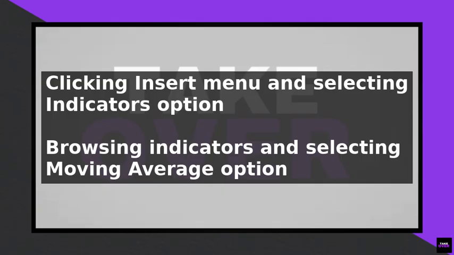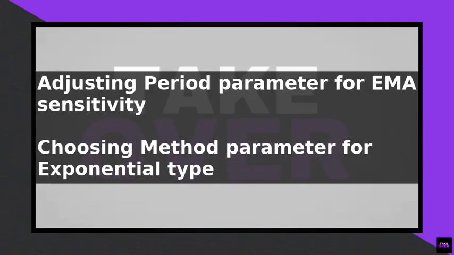In the Moving Average Properties window, you will see several parameters that you can adjust to customize the EMA. The period parameter determines the number of bars used to calculate the EMA. A shorter period will make the EMA more sensitive to price movements, while a longer period will make it less sensitive. The method parameter allows you to choose between different types of moving averages, including simple, exponential, smoothed, and linear weighted. To add an EMA line, select exponential as the method.